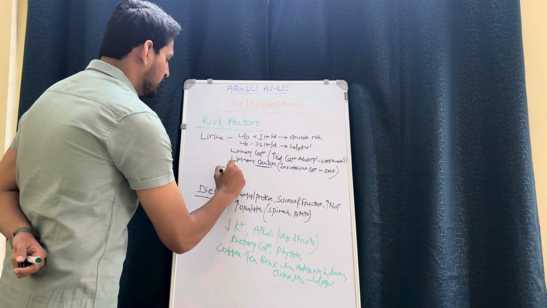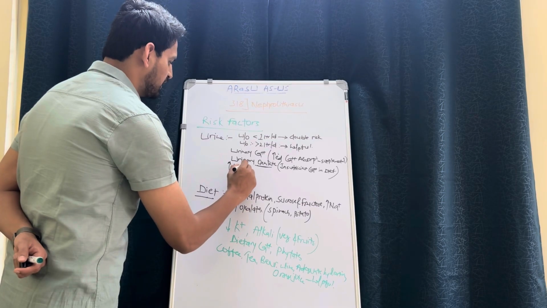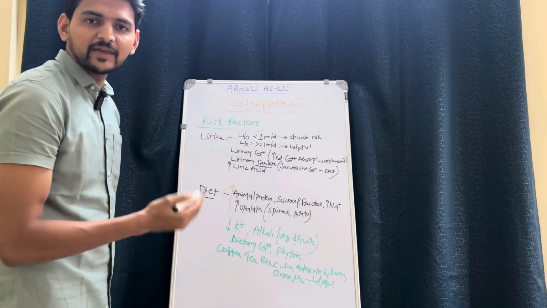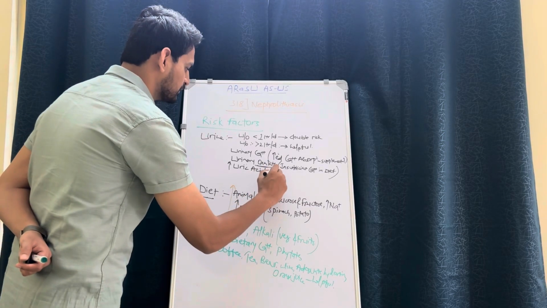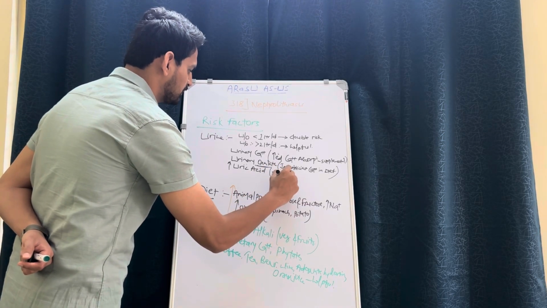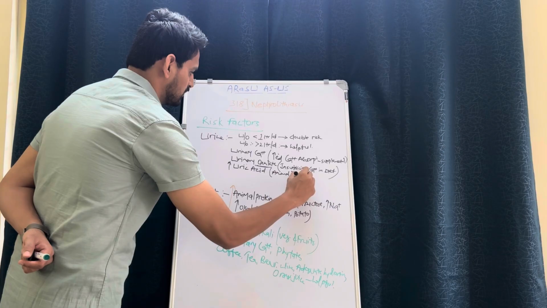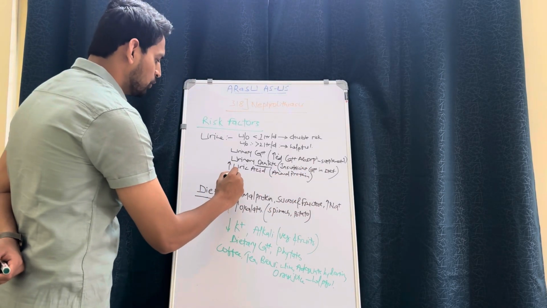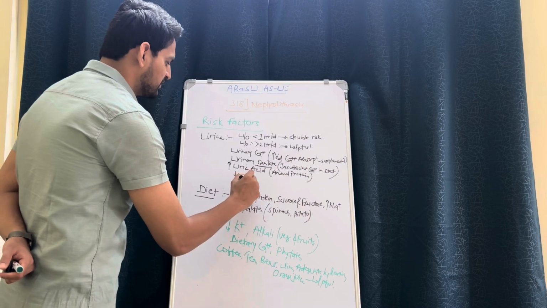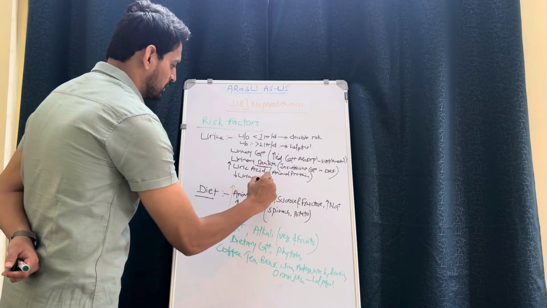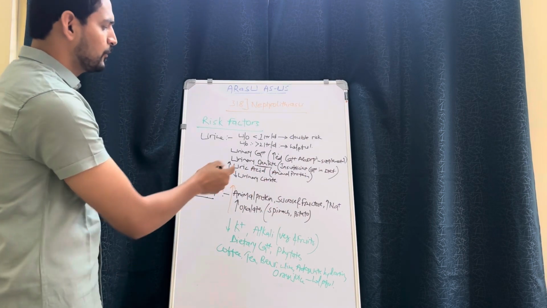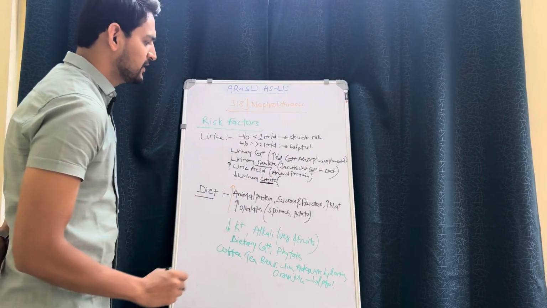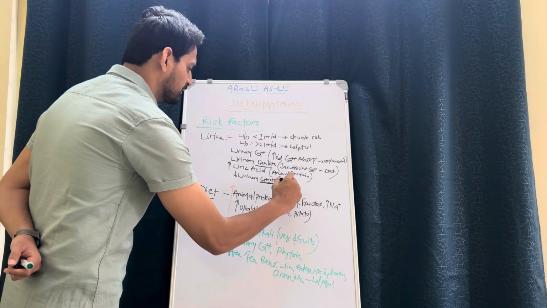Also, increased levels of uric acid in the urine will lead to uric acid stone formation, mainly because of excessive consumption of animal protein. Here one more factor is low levels of urinary citrate, which is a risk factor for stone formation, because citrate is an inhibitor of stone formation.